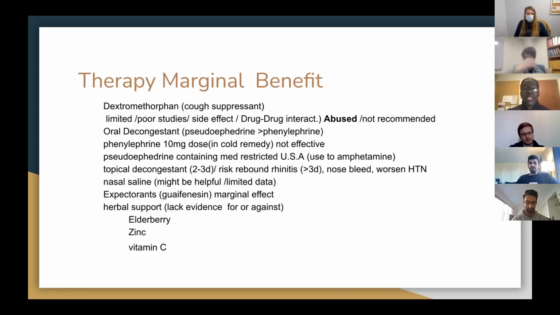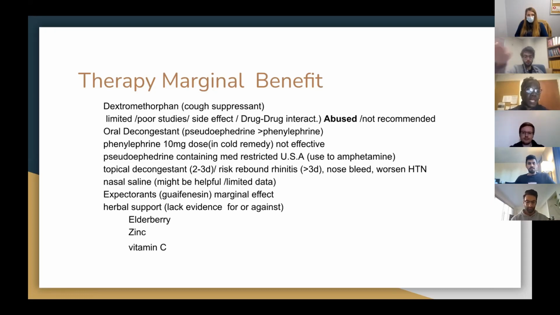One thing I don't have here is the Tessalon pearls. Tessalon pearl actually is quite useful. It's a peripheral cough suppressant, and it works on the stretch receptors in the lungs to decrease your cough. I find it to be quite useful in my hands.